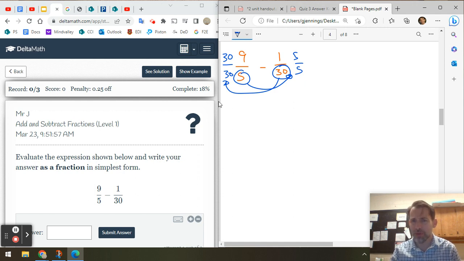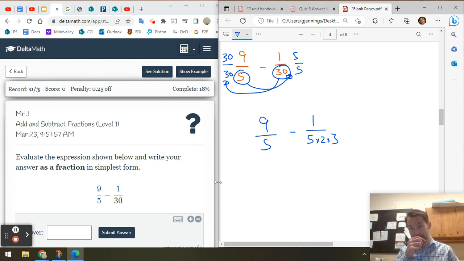But this way is harder than the way I'm about to teach you. But the way I'm about to teach you requires that you can notice things about these numbers. 9 over 5 minus 1 over. I'm going to write 30 as a multiplication. 5 times 2 times 3. Those are all the prime numbers that multiply to 30.